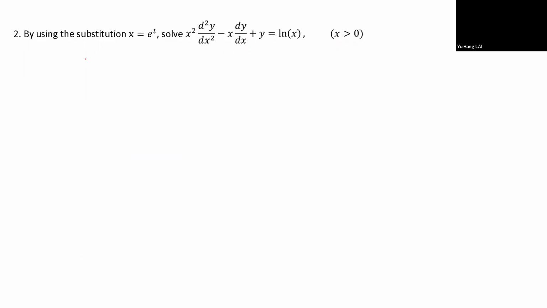So dy dt. What is the relation between this dy dt and this dy dx first of all? By the chain rule, dy dt would be dy dx times dx dt. And this dx dt, what is it? dx dt is just d of e to the t, so this dx dt is just e to the t.